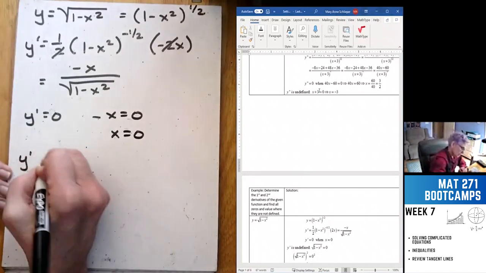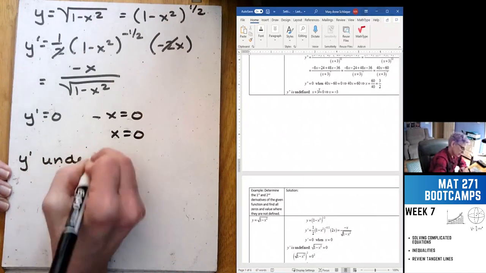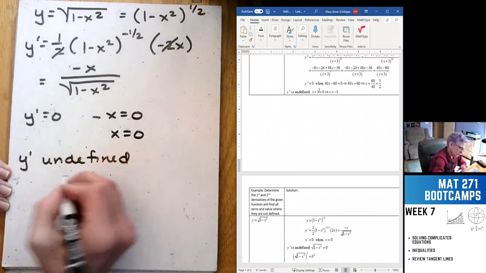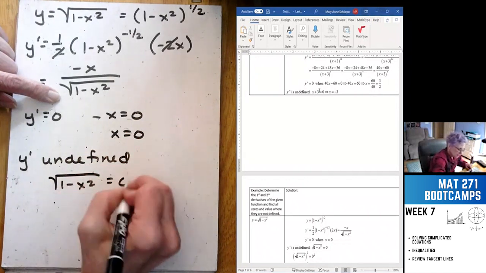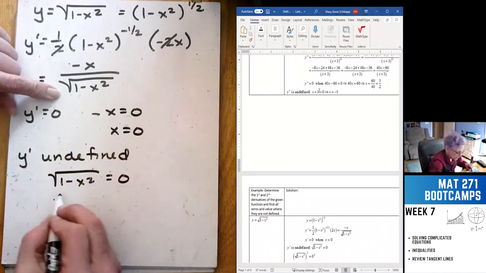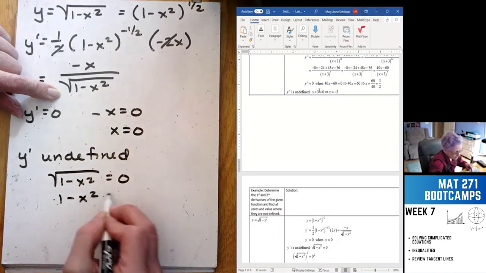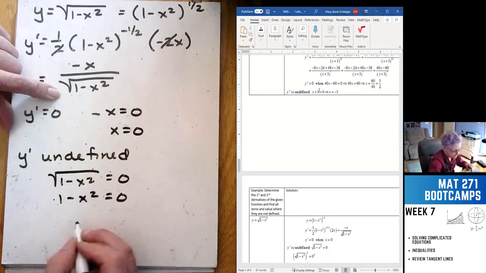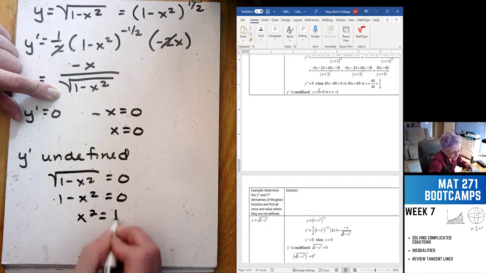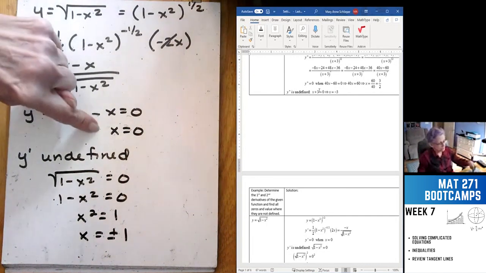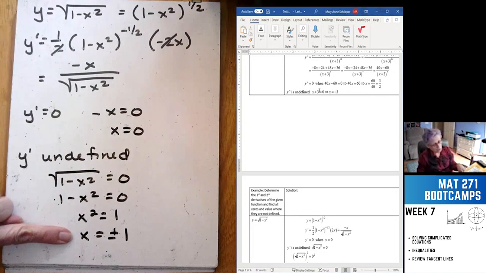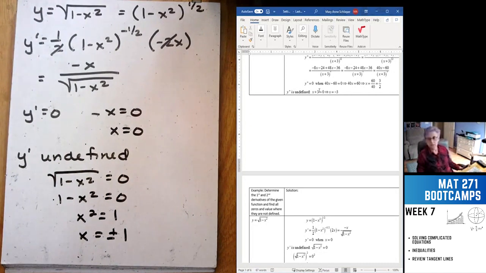Y prime is undefined when the square root of 1 minus x squared is equal to 0. So when 1 minus x squared is equal to 0. So when x squared is equal to 1. So when x is plus or minus the square root of 1. So one place where the derivative is 0, and two places where the derivative doesn't exist.